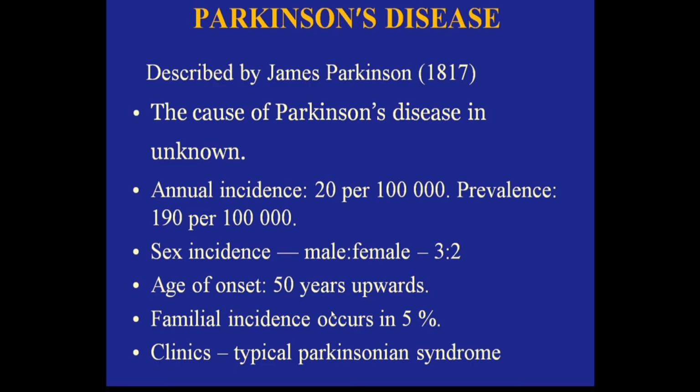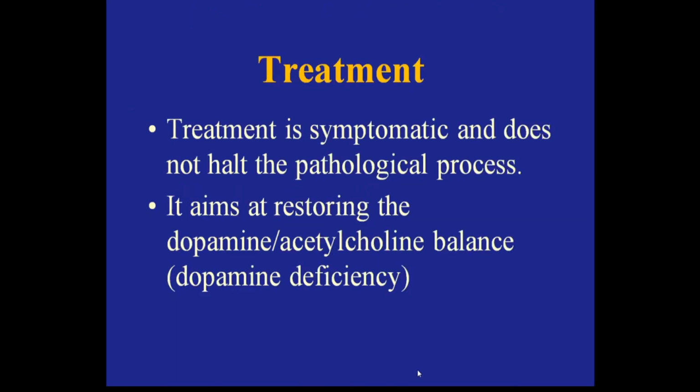The cause of Parkinson's disease, unfortunately, is unknown. You can see on the picture incidence, prevalence, sex incidence. I want to draw attention to age of onset, 50 years upwards, rarely earlier in age. Clinical picture: typical Parkinsonian syndromes, but their first symptoms are unilateral. This is typical for Parkinson's disease.